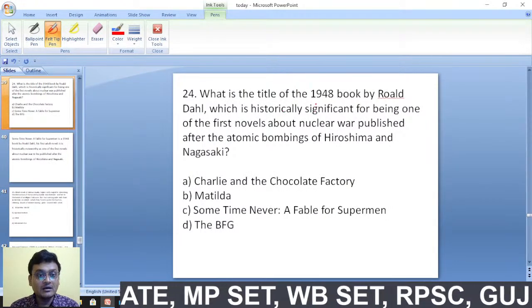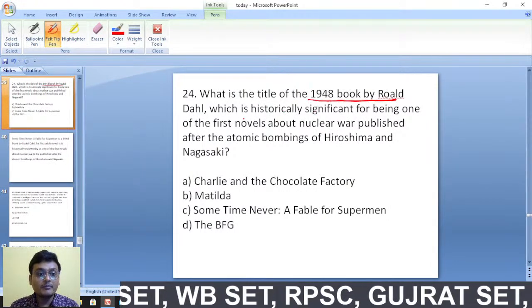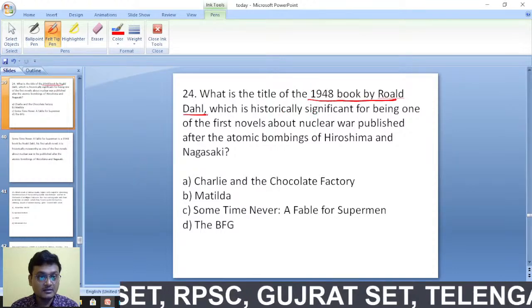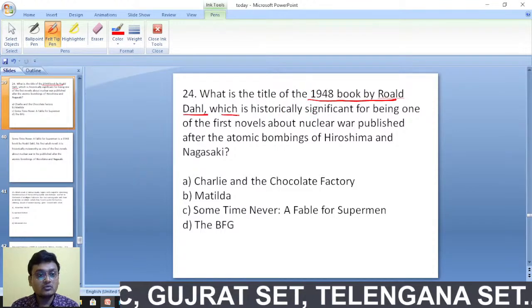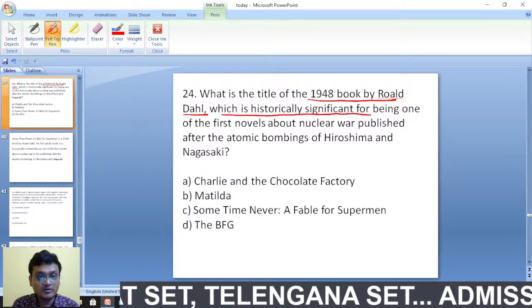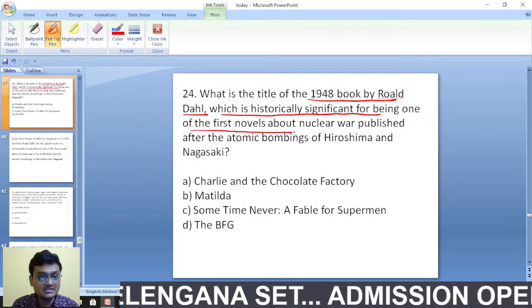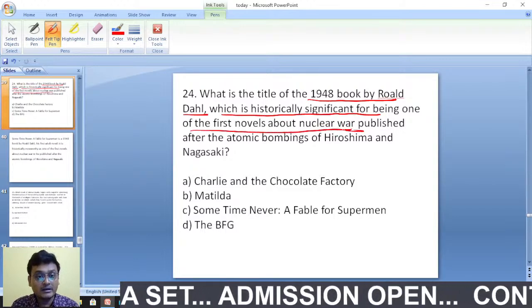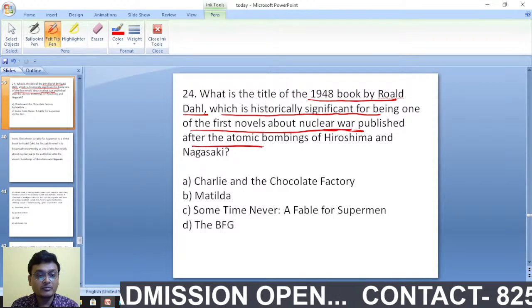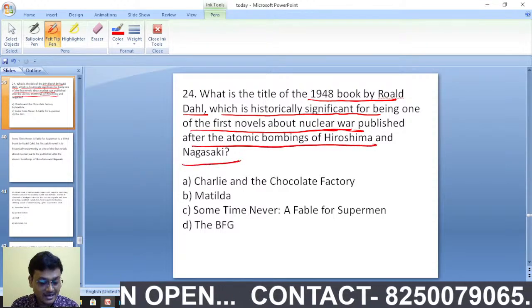What is the title of the 1948 book by Roald Dahl, which is historically significant for being one of the first novels about nuclear war published after the atomic bombings of Hiroshima and Nagasaki?